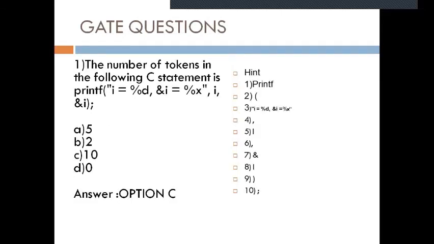The next question is the number of tokens in the following C statement. In this statement, we have totally 10 tokens. The list of tokens is given here.